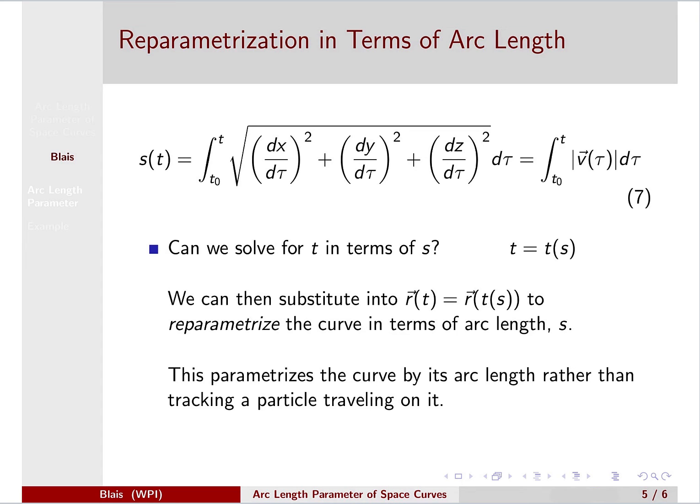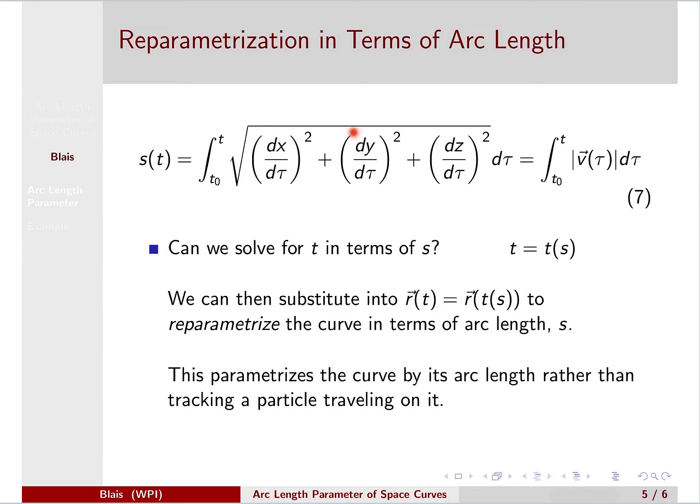We're going to see a very important use of this idea of arc length parameter in the next lecture, where we start to get into something called the TNB frame. And that's going to become important because we are going to reparameterize our space curve in terms of arc length. So let's talk about what that means mathematically, and then we'll talk about what it means intuitively.